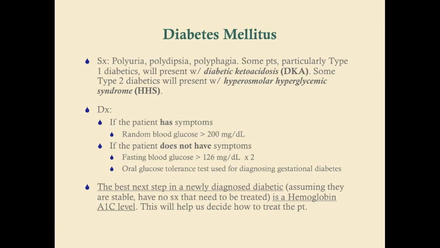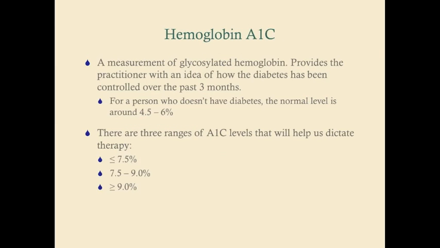Now, once you've diagnosed a patient with diabetes, the next best step, assuming that the patient is stable, they're not the DKA patient or an HHS patient, they don't have any other symptoms that need to be treated, the next step in managing their diabetes is to get a hemoglobin A1C level. Because when we diagnose this patient with diabetes, it's unlikely that they just developed the diabetes yesterday. They probably had it for a while, and so we want to see how bad it is. And that will help us decide how to treat the patient.